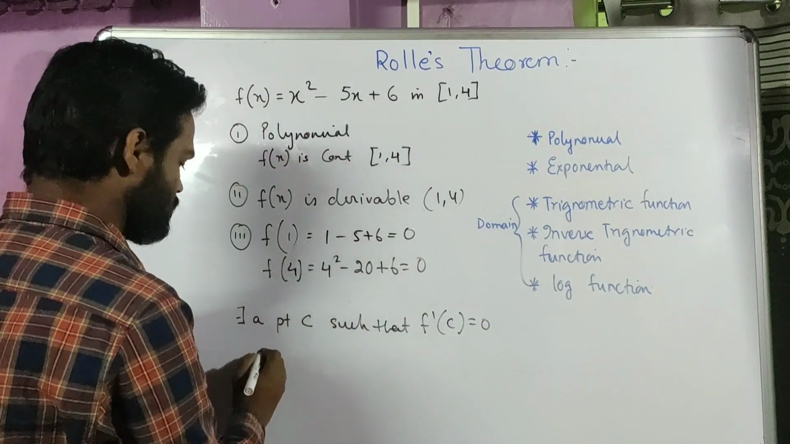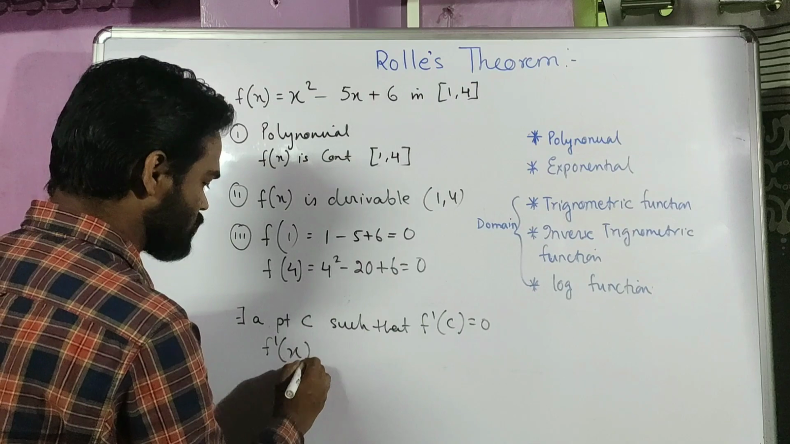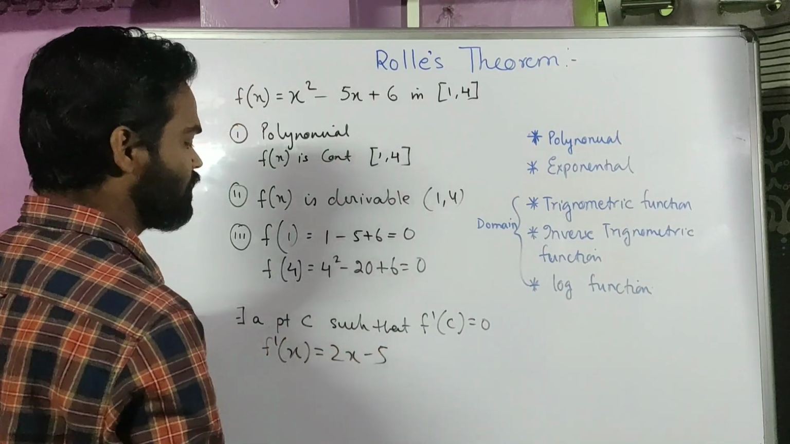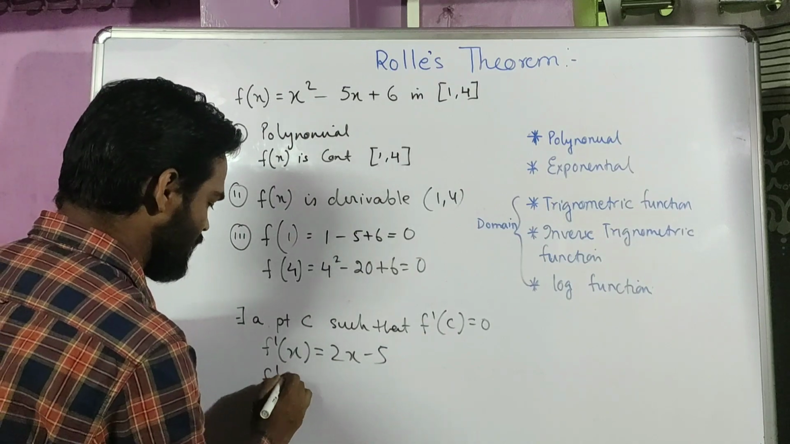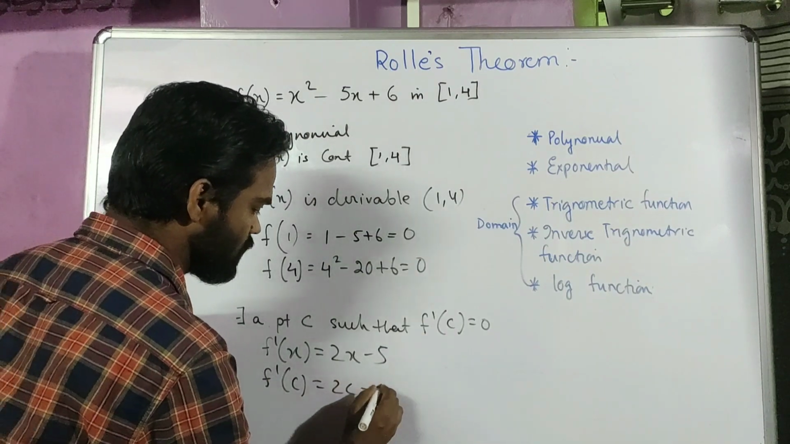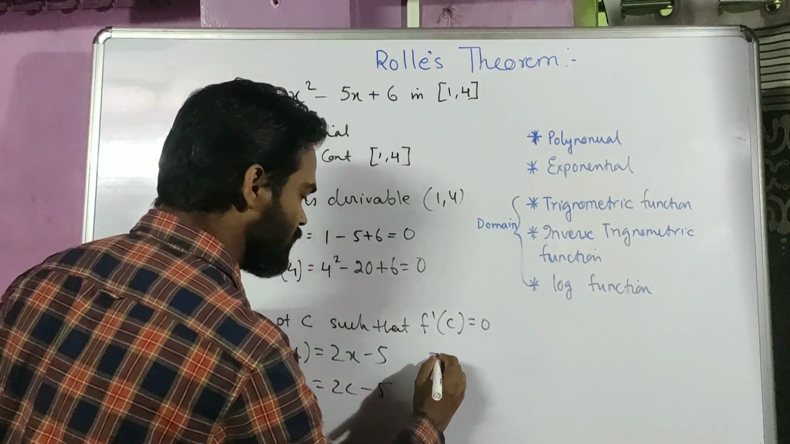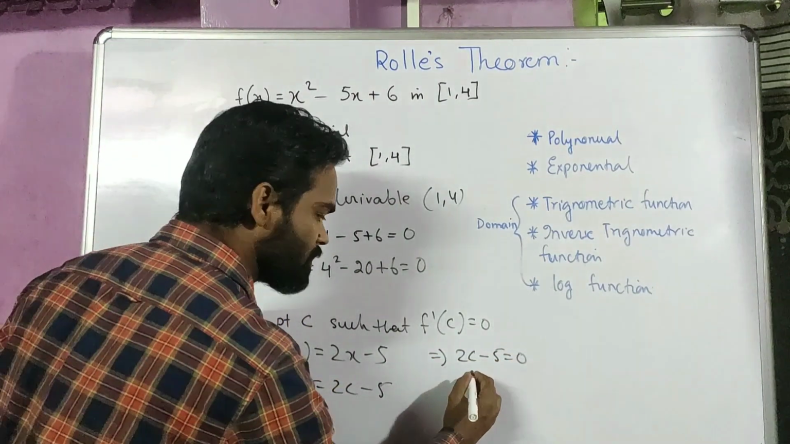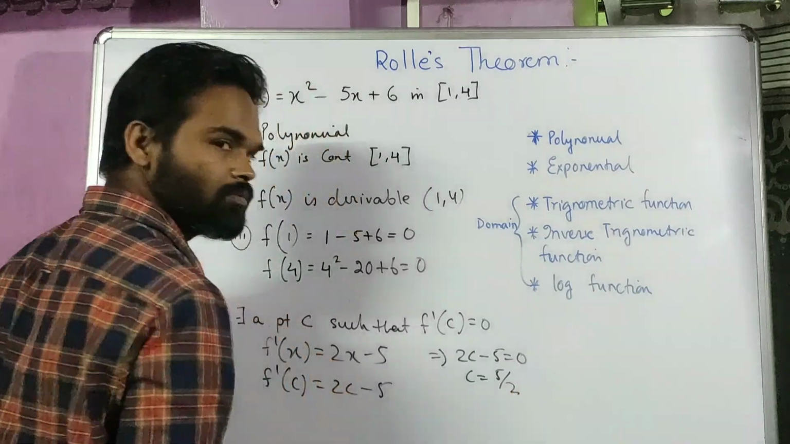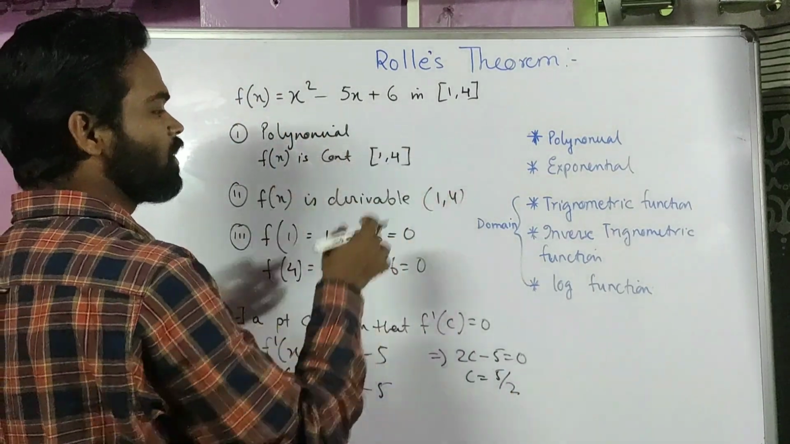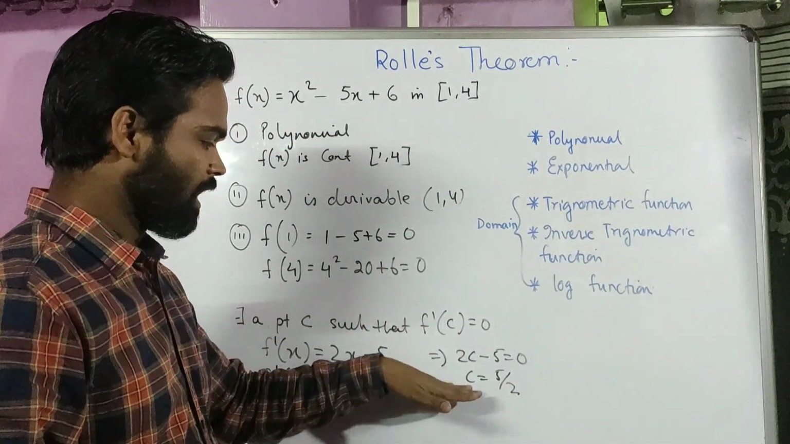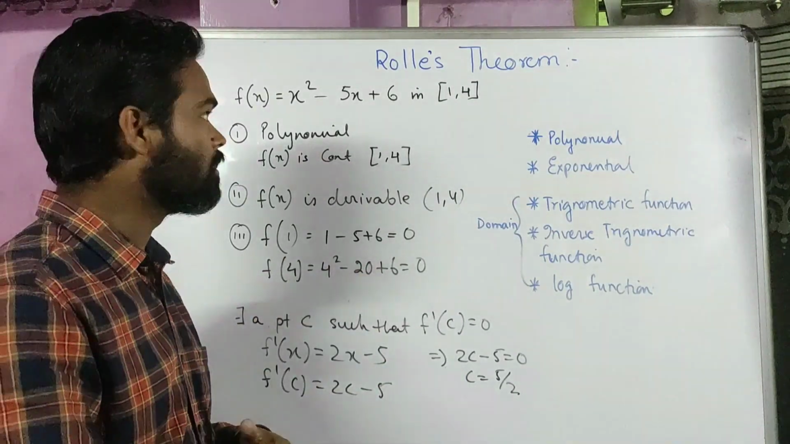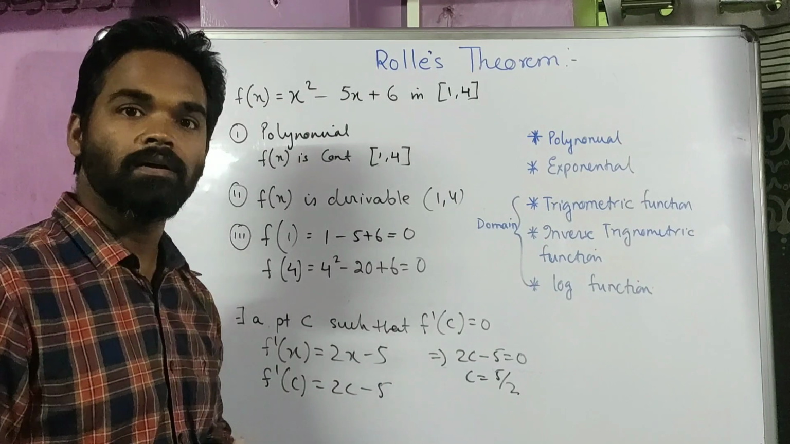First find f'(x). Now f'(x) is what? 2x minus 5. So f'(c) will be 2c minus 5, which means 2c minus 5 equals 0, which means c equals 5 by 2, which lies between 1 and 4. Hence, at this point, the tangent will be parallel to the x-axis.